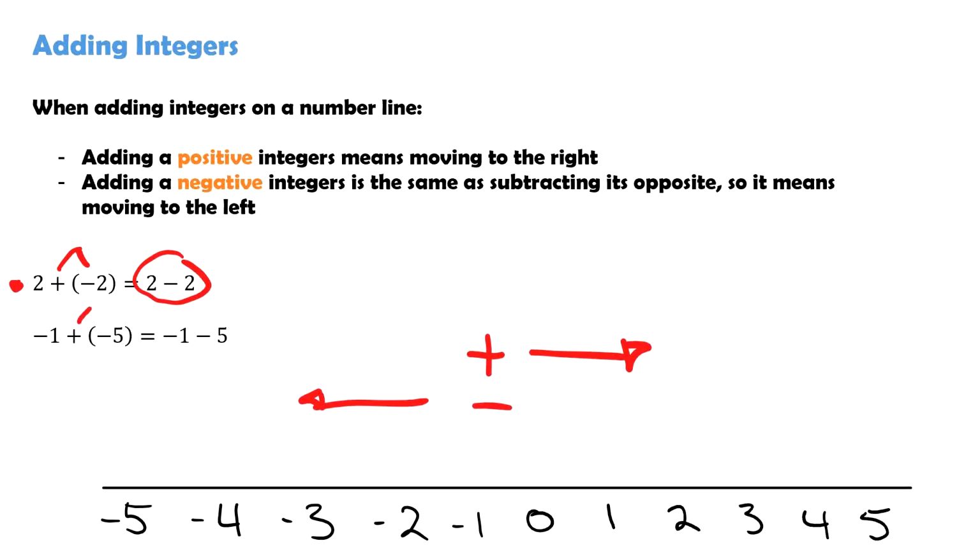So again here, the plus and then the minus. So it's the same as saying negative 1 take away 5. So when you have something like plus minus next to each other, essentially that's saying that it's a negative. It's a minus. We're subtracting there.